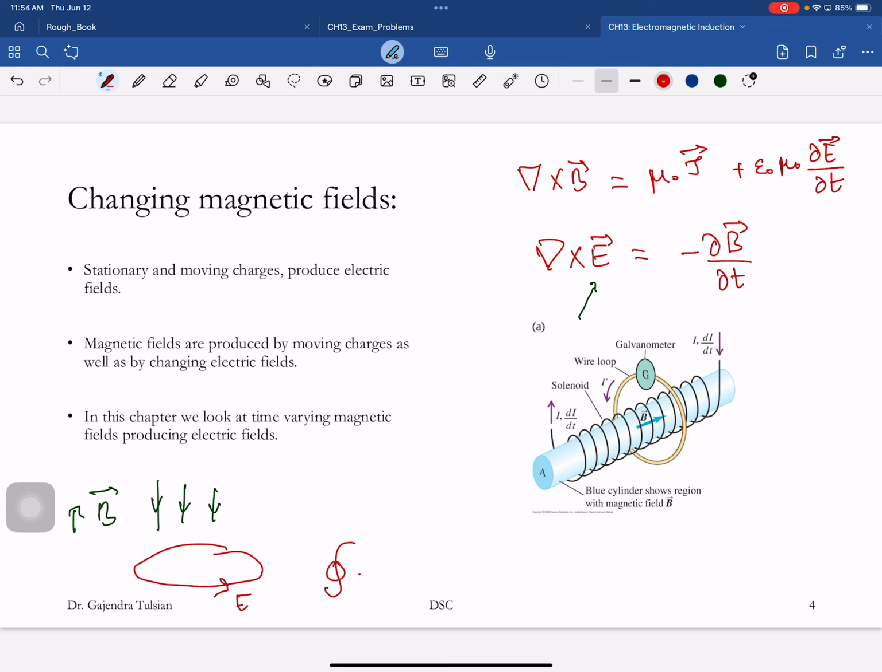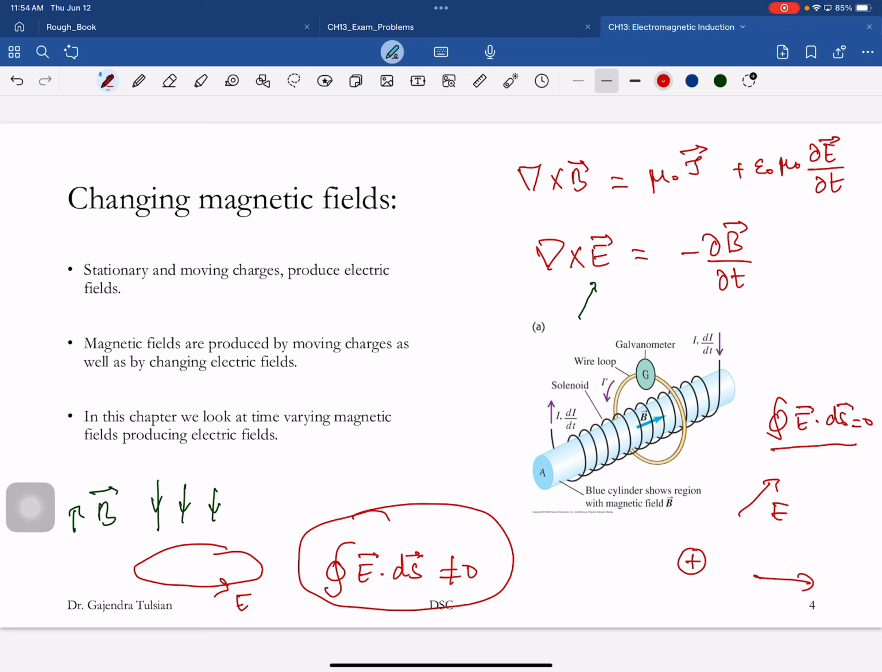The line integral of this electric field around a closed loop is not zero. For the electric field produced by charges, the line integral around a closed loop is zero. So this is called a conservative electric field. This is called a non-conservative electric field. The electric field nature is different. That's all. But it's nothing we have to worry about.